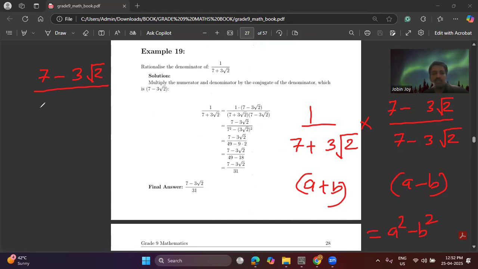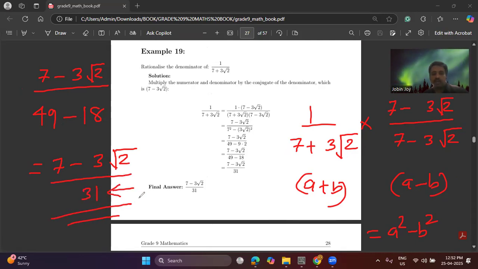So this will be 7 square, which is 49, minus b square. b square is 3 root 2 square, that means 3 square times root 2 square. What is root 2 square? Root 2 into root 2 is 2. 3 square is 9, and 9 into 2 is 18. That means 49 minus 18. So this will be 7 minus 3 root 2 divided by 49 minus 18, which is 31. So this is the answer.